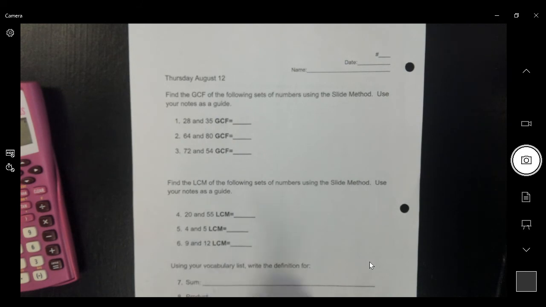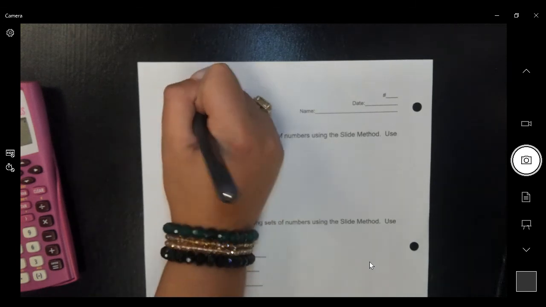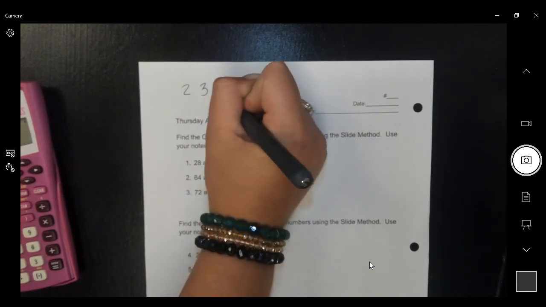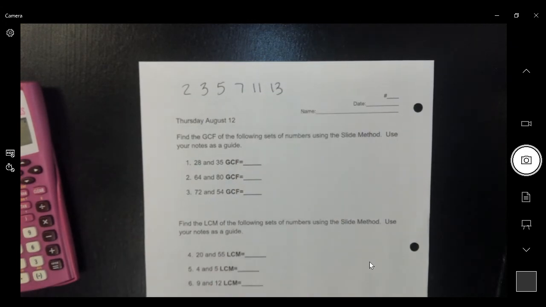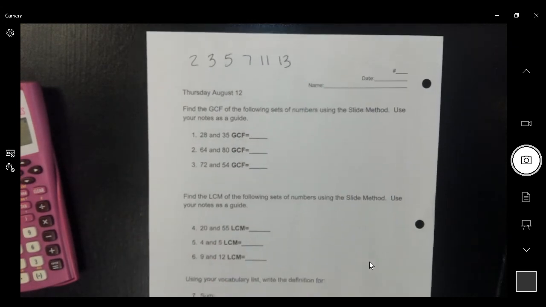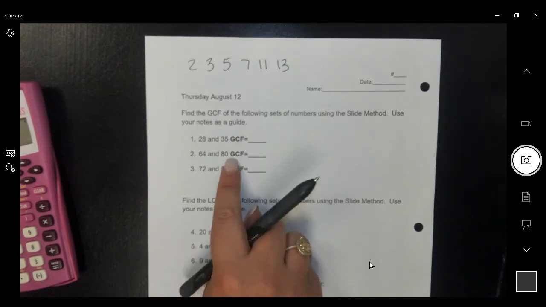Before I get started, I want us to list up at the top the numbers we should try. If you have nowhere else to go, if you don't know where to start, always start with these numbers: 2, 3, 5, 7, 11, and 13. So let's look at number 2. We have 64 and 80, and we're trying to find its GCF.